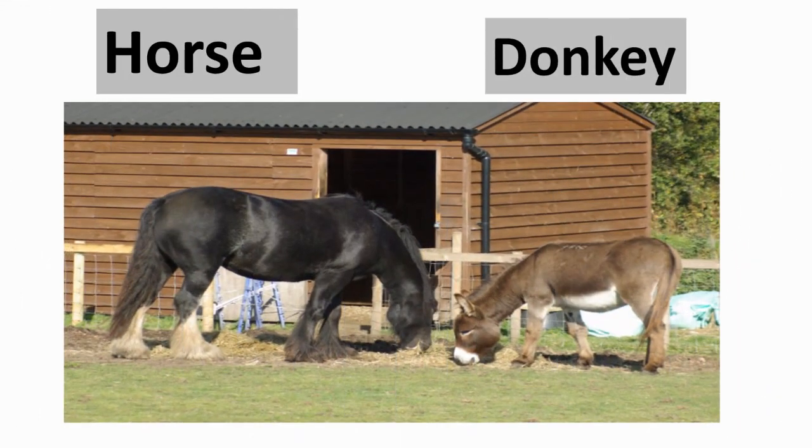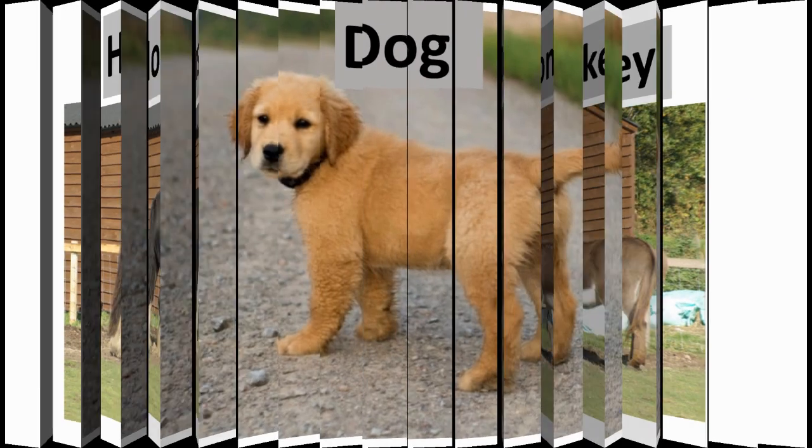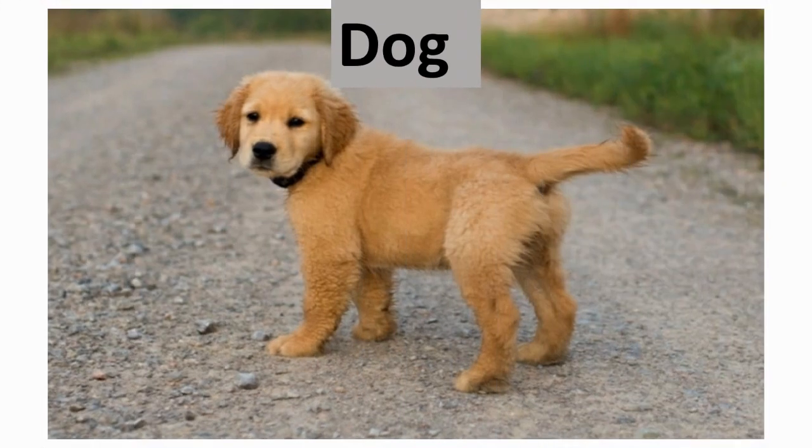Animals like the horse and donkey help us in carrying heavy burdens. These are the animals which help us in various ways. But not only these animals, but also the pet animals which we keep with us help us in different ways, such as the dog helps us in guarding our house.